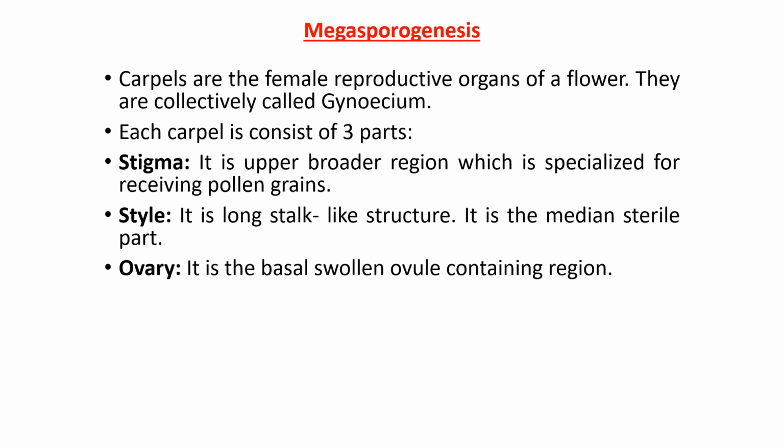Megasporogenesis. Carpels are the female reproductive organs of a flower. They are collectively called gynoecium. Each carpel consists of three parts: stigma, style, and ovary. The stigma is the upper broader region which is specialized for receiving pollen grains. The style is the long stalk-like structure. It is the median sterile part. The ovary is the basal swollen ovule-containing region.